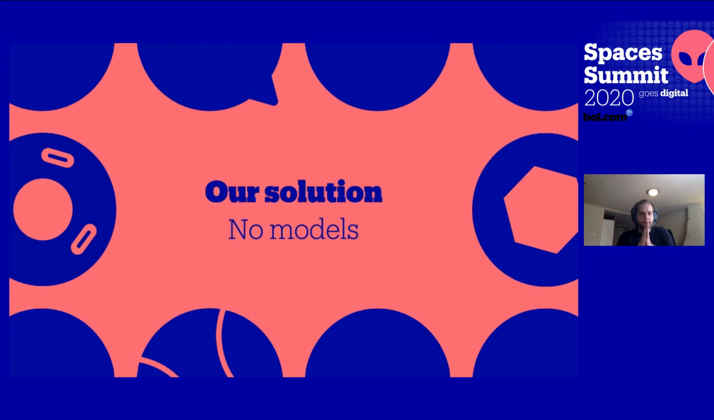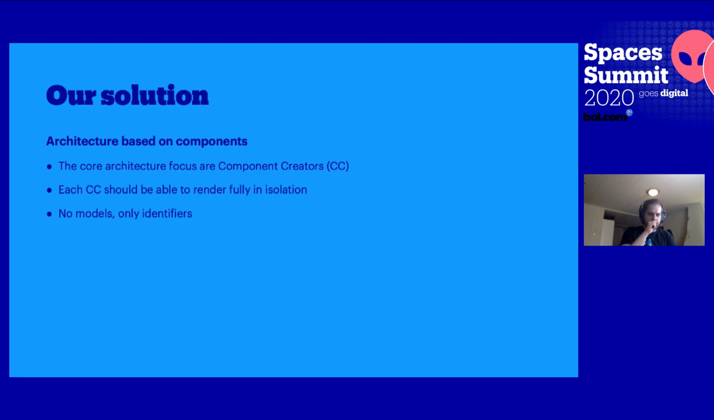So our solution was to have no models, because at its core, we thought our problem lies with the fact that we have models everywhere. Our new core architecture focus is based on the component creators. And the main design philosophy that we have is each component creator should be able to render fully in isolation. So that means that they don't need any dependencies on other existing models or classes or whatever. And the way we do that is by making sure that we don't use models, we instead use identifiers.